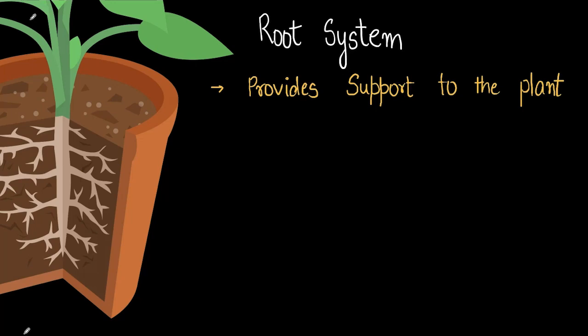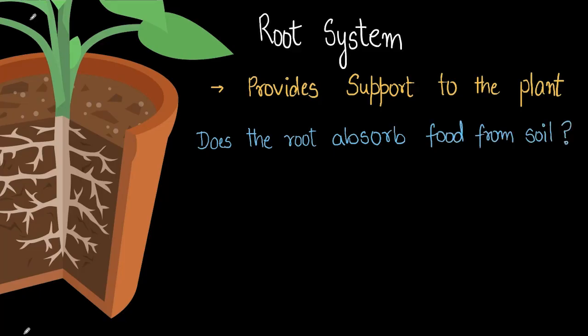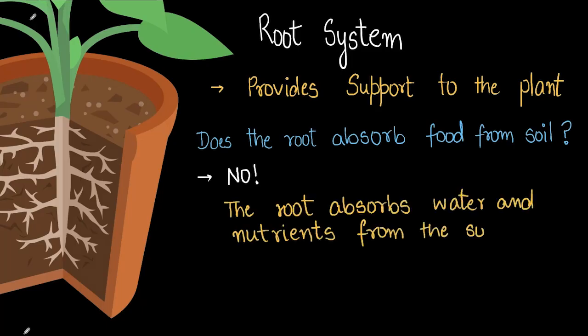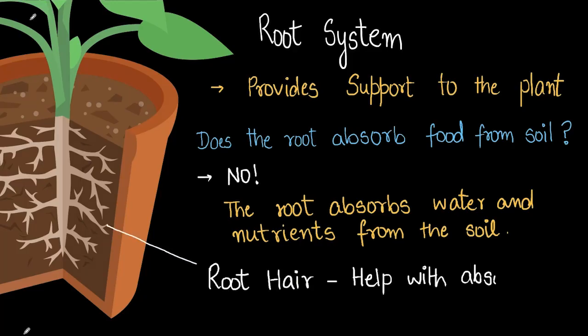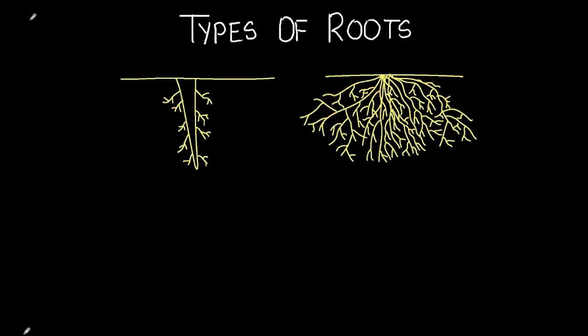That's something I'd like to ask you. Does the root absorb food from the soil? Think about it. The answer turns out to be no. The root absorbs water and nutrients from the soil, but it does not absorb food from the soil. We just talked about who makes food for the plant. It's the leaf that makes food for the plant, not the roots absorbing food. The roots just absorb water and nutrients. Do you see these tiny hair-like structures on the root? They're called root hairs. They help with absorption, absorbing nutrients and absorbing water.